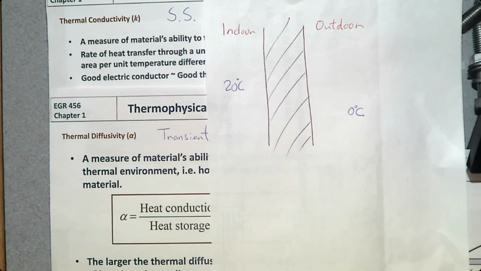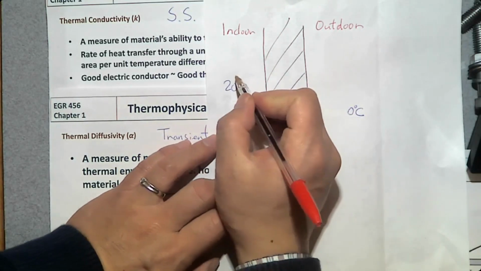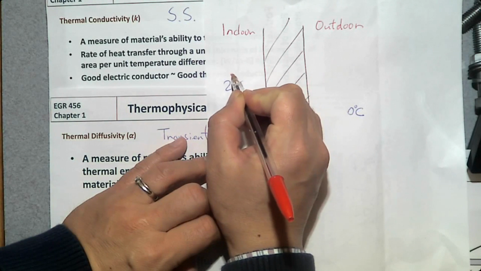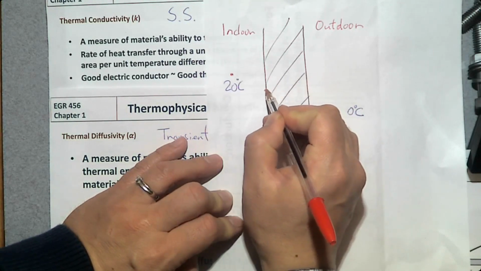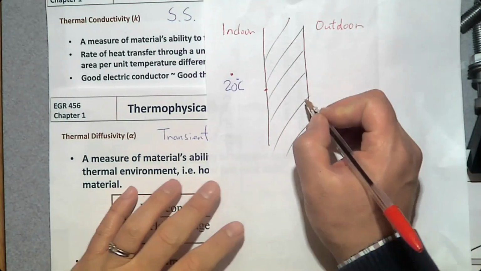Then the temperature distribution is going to have 4 temperature points. One is the temperature of the air inside this building, then the inner surface temperature of the wall, the outer surface temperature, and the outside air temperature. So there are 4 temperature points.